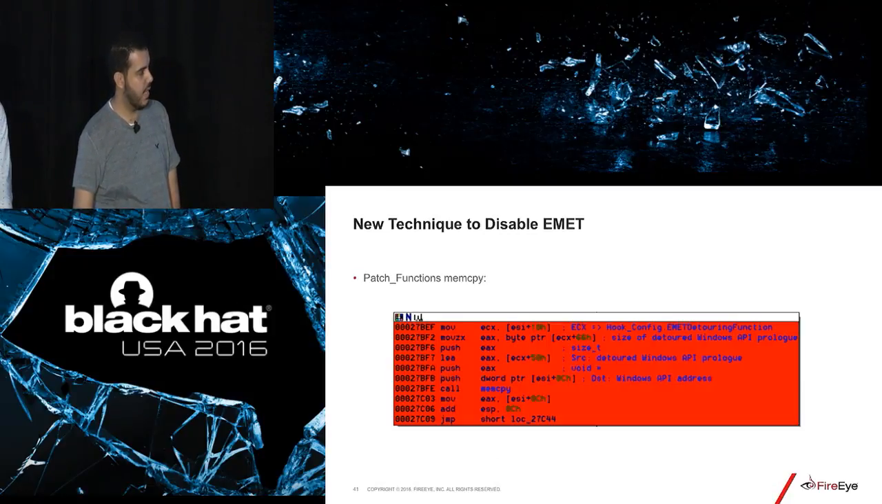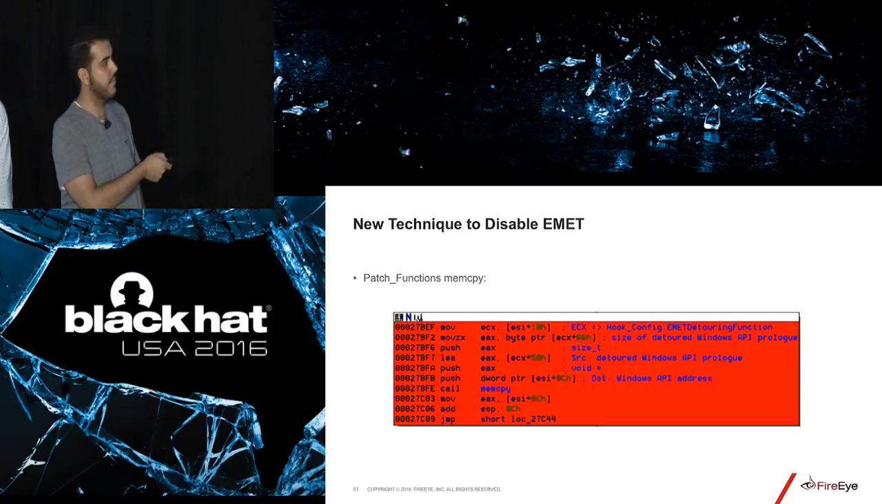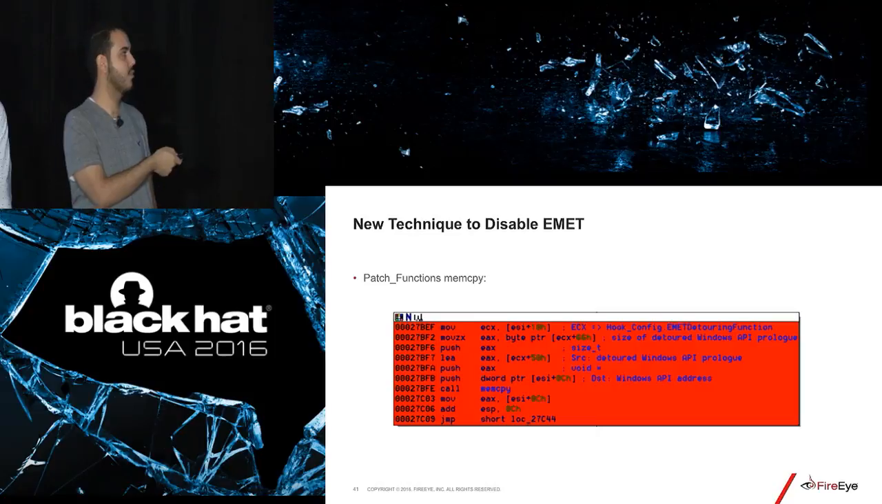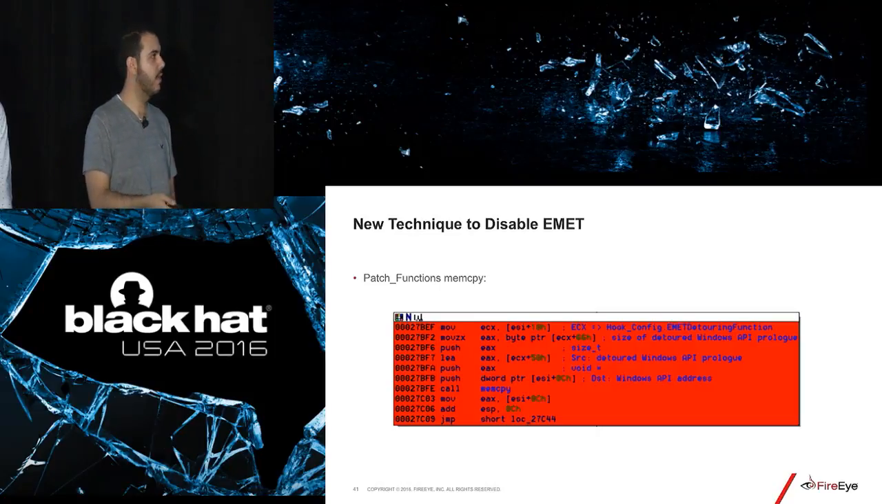It will use this as a pointer to retrieve the size and the detoured Windows API prologue. So it's basically a pointer to code, but it's also being used to retrieve the size of the prologue and the prologue to be copied, to copy the original prologue to the detoured API.